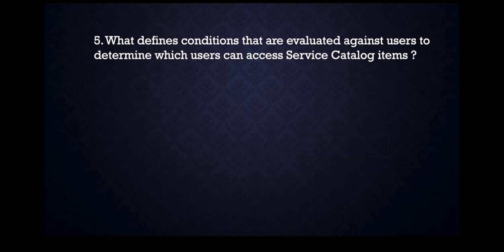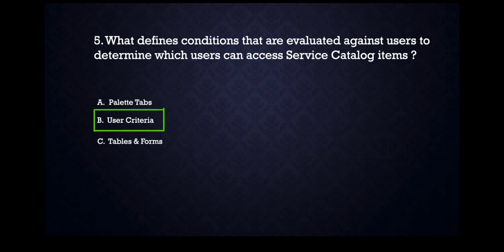What defines conditions that are evaluated against users to determine which users can access service catalog items? Options are palette tabs, user criteria, tables and forms. So the correct answer is user criteria. User criteria defines conditions that are evaluated against users to determine which users can access service catalog items. Let's go to the next question.